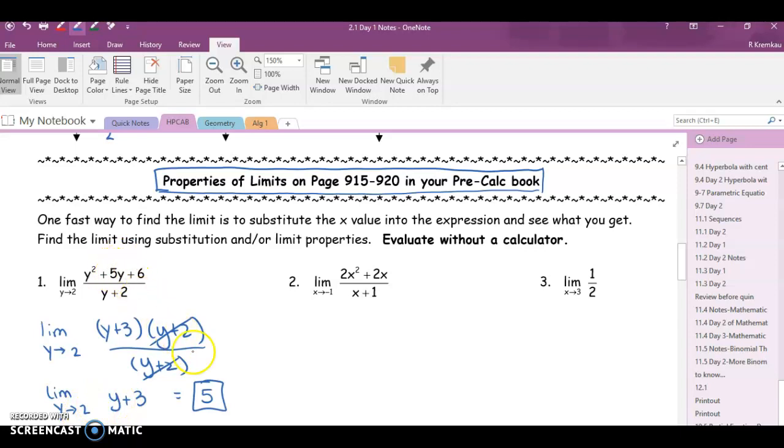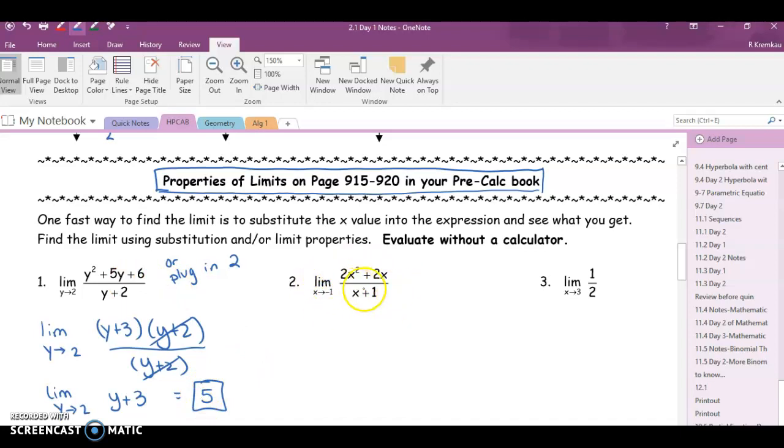The other option, if you don't want to factor and cancel things out, is you can just plug in 2 right away. If you plug in 2 right away, you square the 2 plus 5 times 2 and divide, you will get the same value. You'll still get 5. Okay.